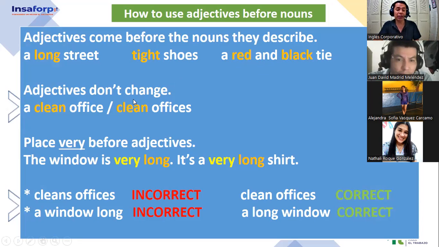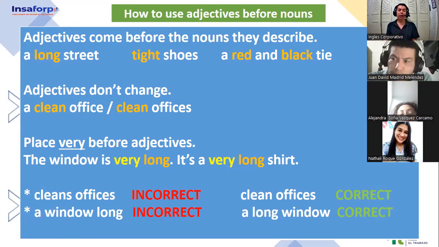All right. Adjectives don't change. For example, if you say a clean office, clean offices. So you don't say clean office and cleans offices. No, incorrect. Incorrect. No, right. The adjective doesn't change. The adjective doesn't change.